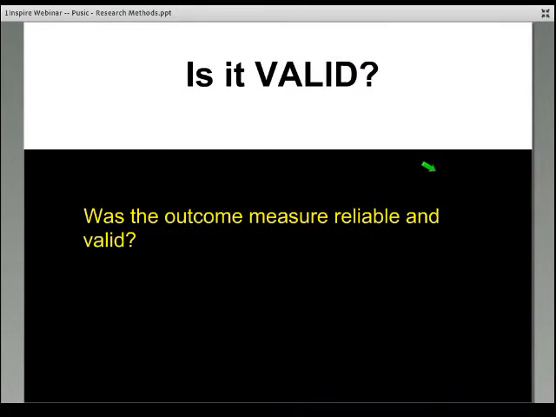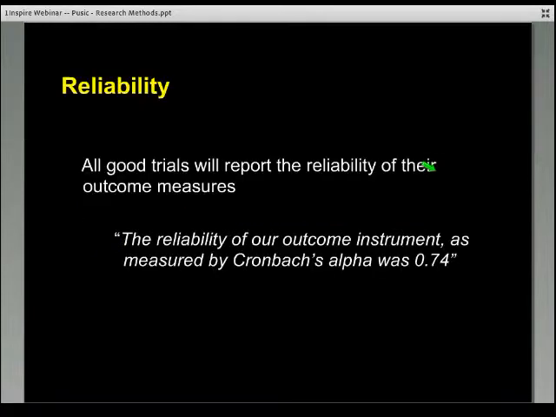Finally, in our "is it valid" assessment, we need to think about the outcome measure. This could be a 4-hour talk in terms of outcome measures, whether or not they're reliable and valid. But I'm specifically going to take a look at reliability and give you a brief overview of reliability and why it's important. Okay.